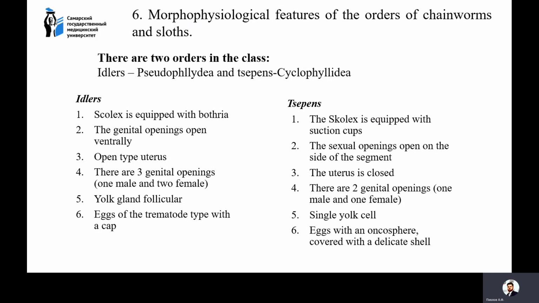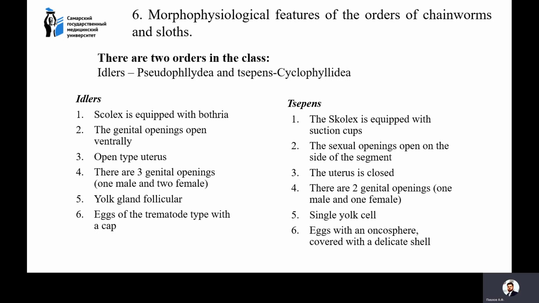There are two orders in the class: Pseudophyllidea, and Cyclophyllidea. Pseudophyllidea: the scolex is equipped with bothria. The genital openings open ventrally. Open type uterus. There are three genital openings, one male and two female. Yolk gland follicular. Eggs of the trematode type with a cap.